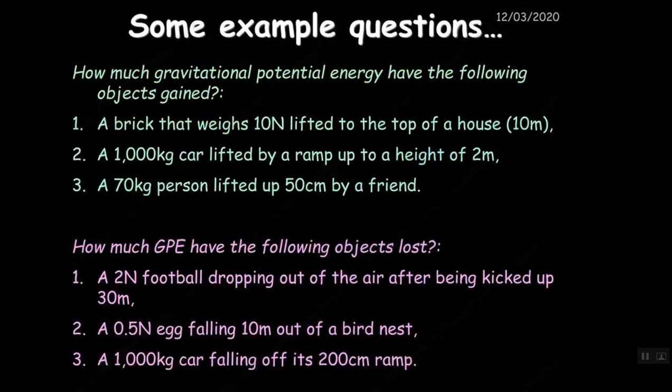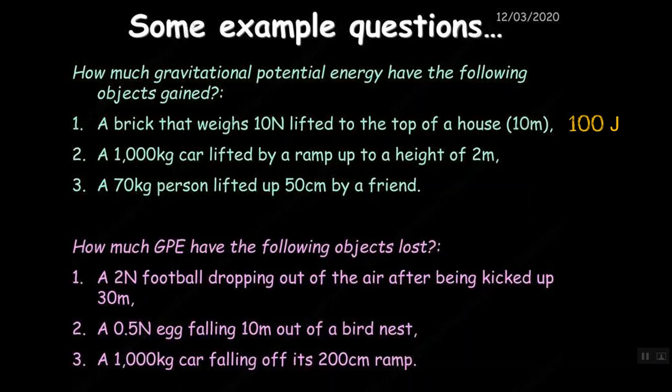Okay, so let's quickly look. Remember, gravitational potential energy is not just when objects go higher, but also when they fall, then they're losing gravitational potential energy. So I either gain gravitational potential energy by going higher, or lose gravitational potential energy by going lower or falling. Okay, so a brick weighs 10 newtons. The weight is already calculated and lifted to the top of a house of 10 meters. So mass times gravity is already given as 10 times 10 gives us 100 joules.